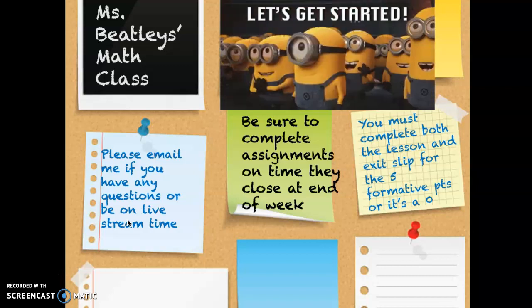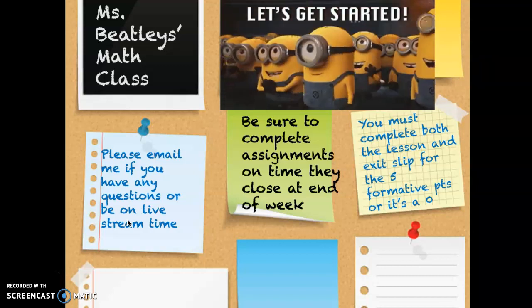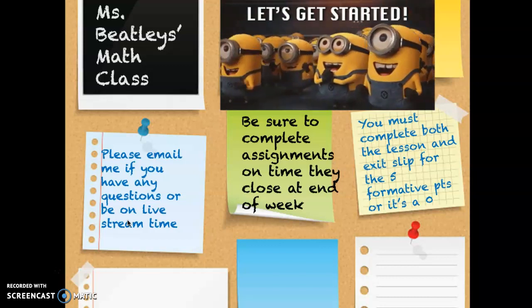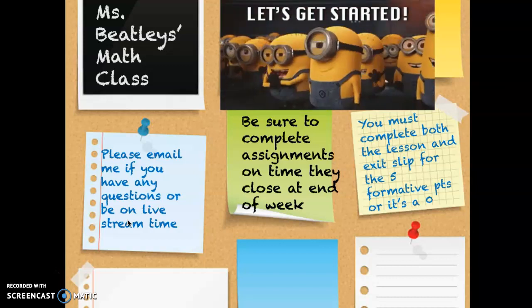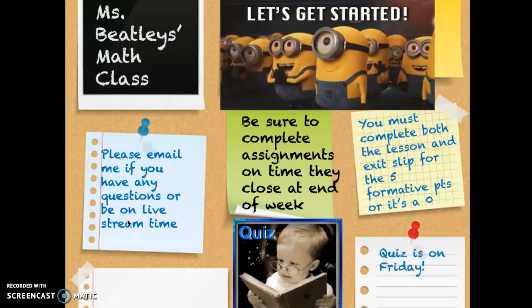Some students are skipping questions. You're going to start seeing zeros instead of your 5 formative points. So it's either credit or 0. So please make sure you complete both or you will not get credit.